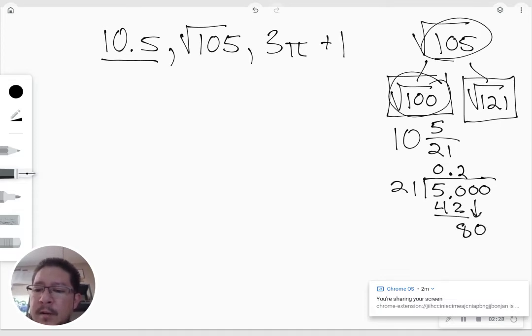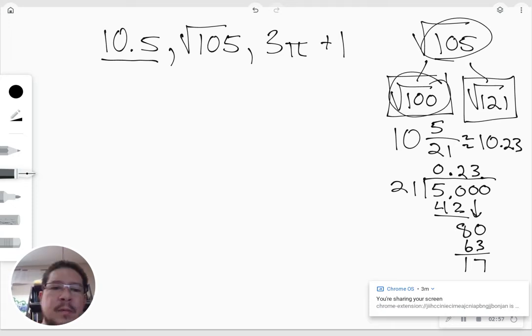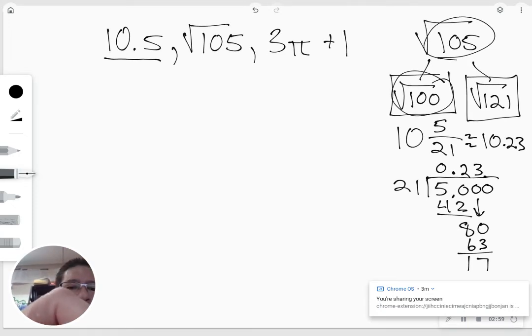Bring down the next 0. How many 21s go into 80? Well, 4 20s go into 80. So because we're at 21, we know it has to be 3. Well, 3 times 21 gives me 63. We subtract, we get 17. Okay? I'm going to go ahead and leave it at the 0.23. So I know that 10 and 5 21s is about 10.23. So that's what I'm going to write underneath here.